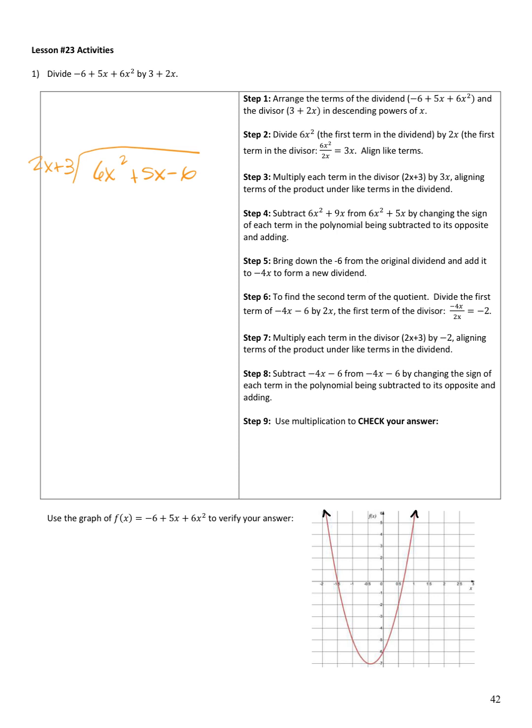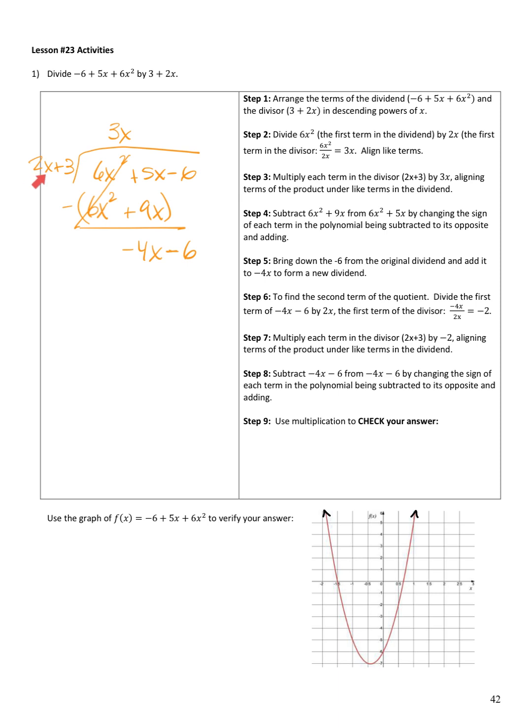And then you look at your leading terms and you say, what do I multiply 2x by to make 6x squared? And the answer is 3x. So now I'm going to multiply 3x times 2x plus 3. 3x times 2x is 6x squared. And 3x times 3 is 9x, and then I subtract. So the 6x squareds go away. 5x minus 9x is negative 4x. Bring down the negative 6. And then you start again.